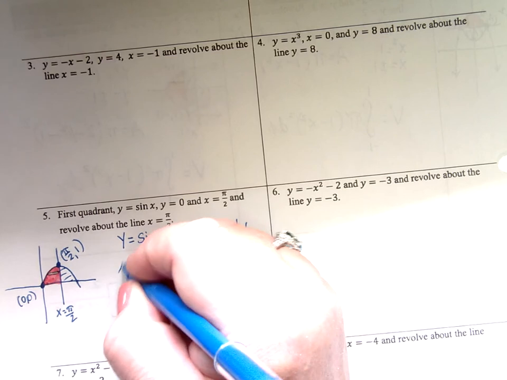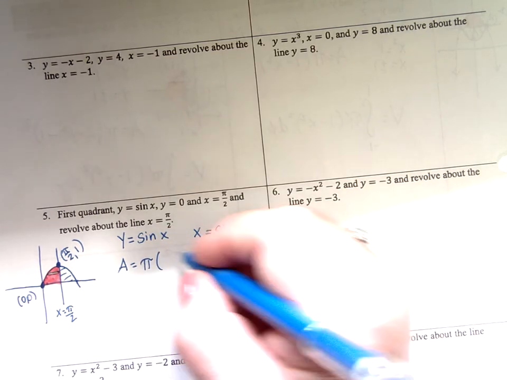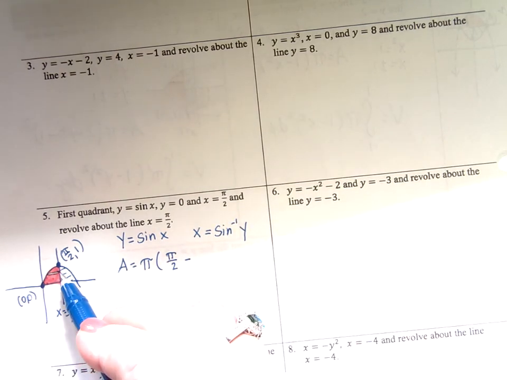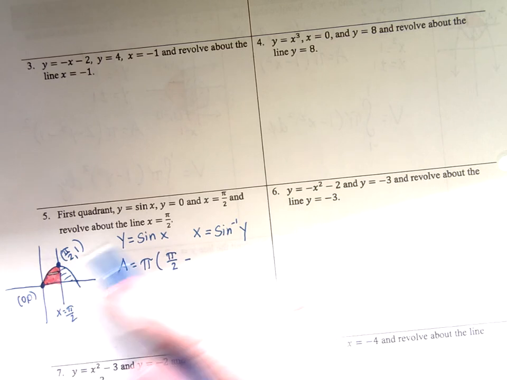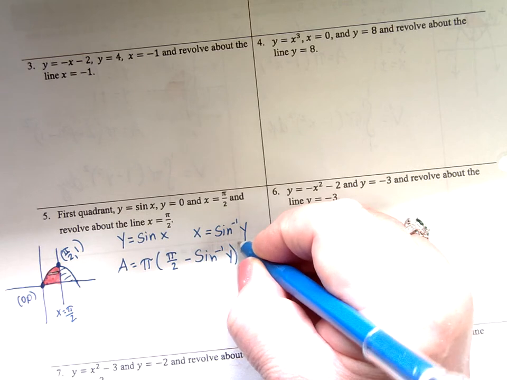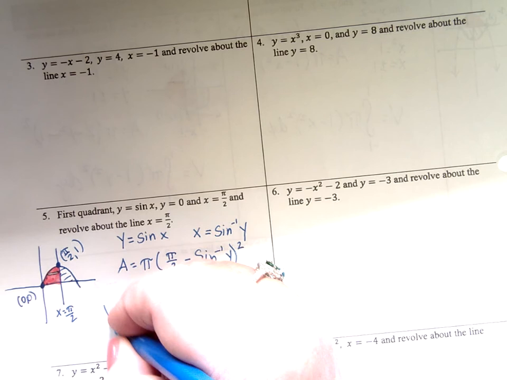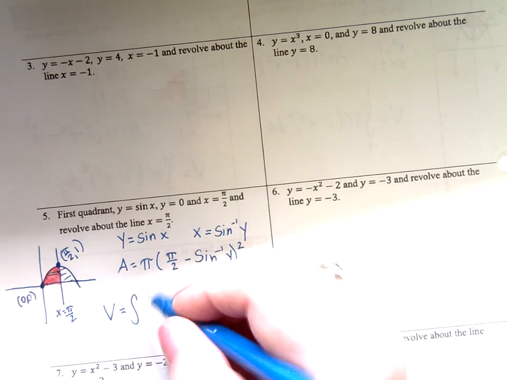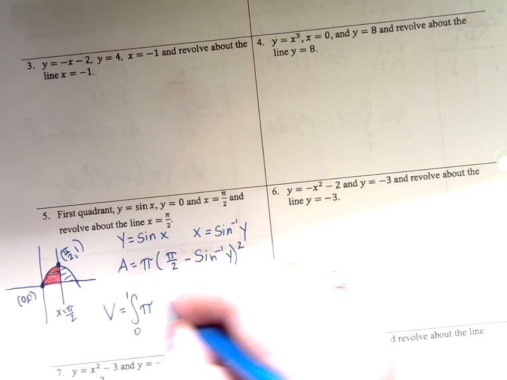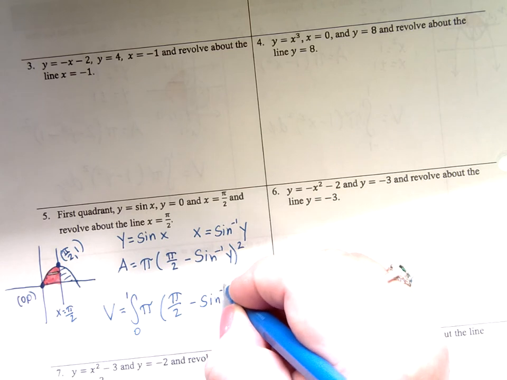So my area is going to be pi r squared. Right minus left. Right is pi over 2 minus, see the right hand side here, and the left is my function. My function is sine to the negative 1 of y, quantity squared. All right, so let's put that in our volume. My bounds are the y's, 0 to 1. My area is pi over 2 minus sine to the negative 1 of y, quantity squared dy.